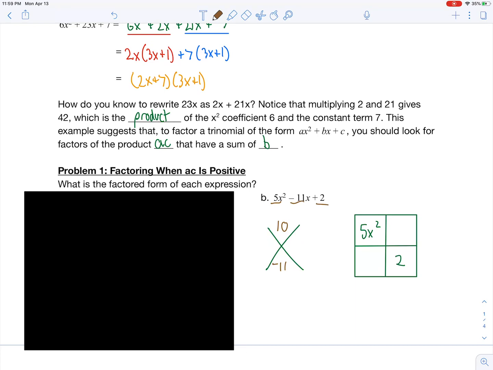So if I'm trying to think of factors that work, just like our last section, I start with, I think, the harder example here. If they've got to add to get a negative and multiply to get a positive, we can only do that with two negative numbers.